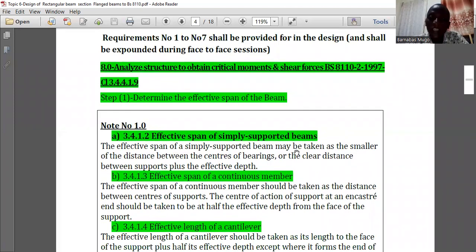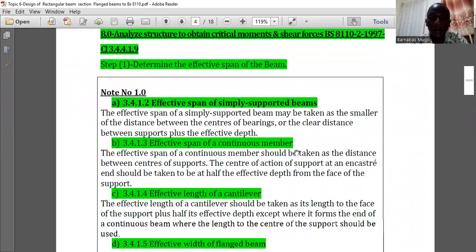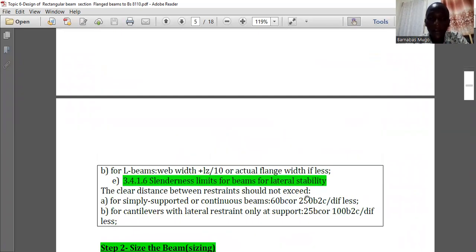The effective span of a simply supported beam may be taken as the smaller distance between the two centers of the support. So if I have a simply supported beam, the distance from the center of the first column or the first support to the center of the other support, the distance at the center of the two supports, is the one that is called the effective span of that beam.